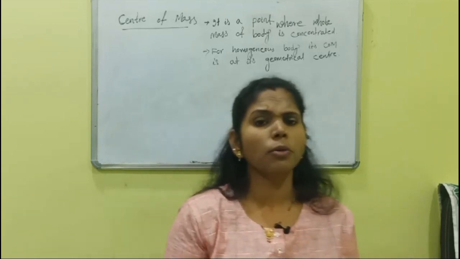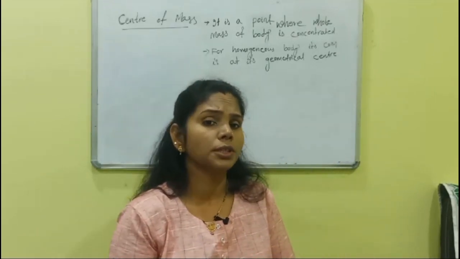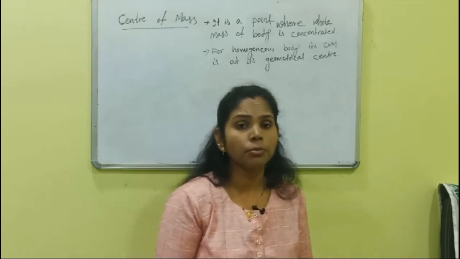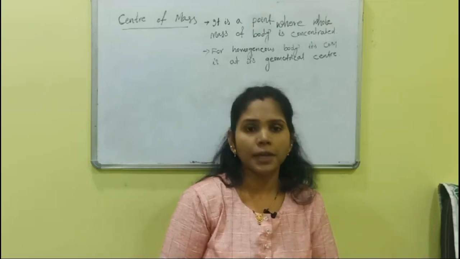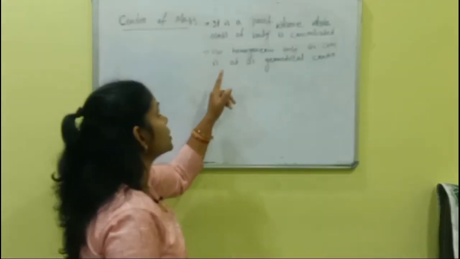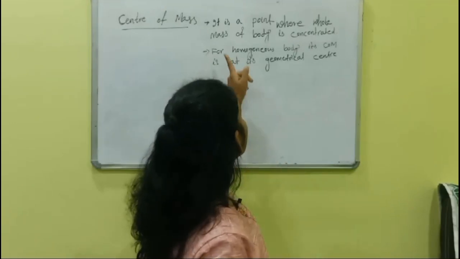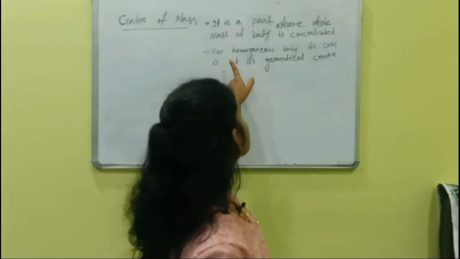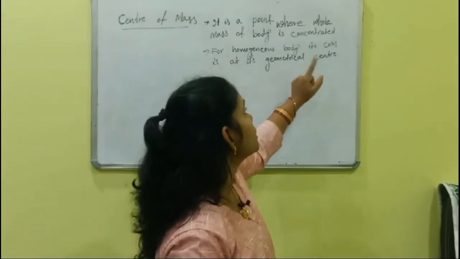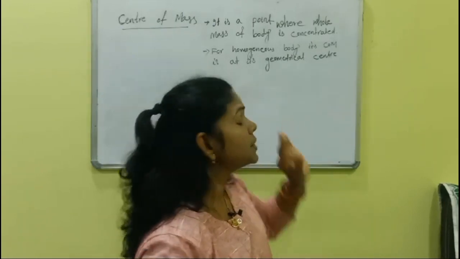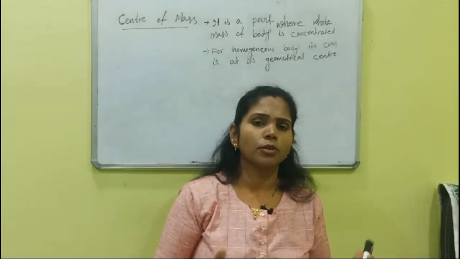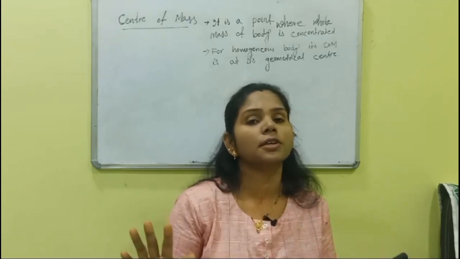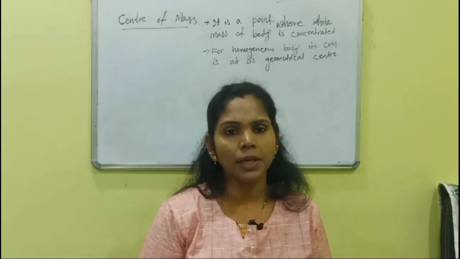So for any object, the center of mass is the point and location at which all the masses are concentrated. So what about the definition? It is a point where the whole mass of the body is concentrated. One more line is given: for a homogeneous body, its center of mass is at its geometrical center. That means for any regular shape, the geometrical center is the center of mass. Let's start with a simple example.